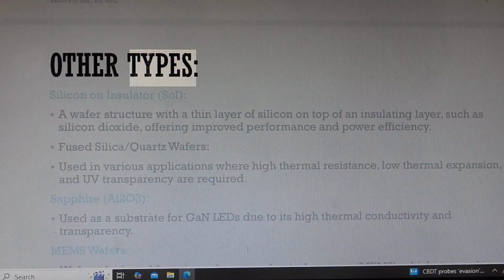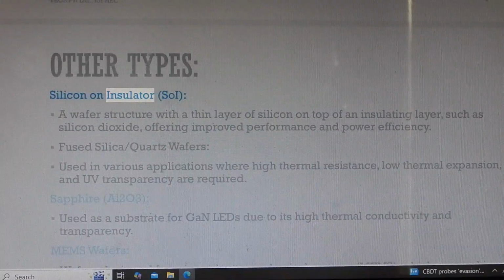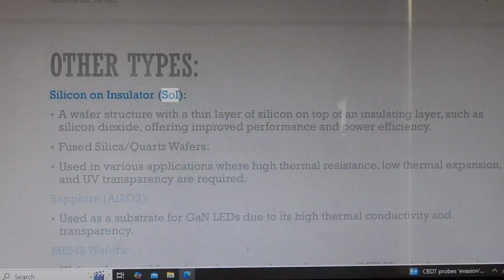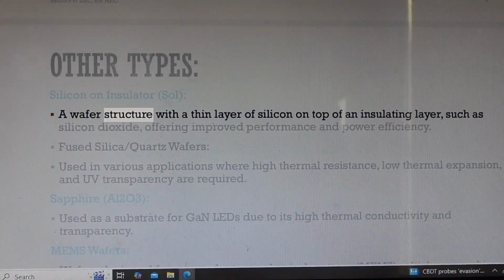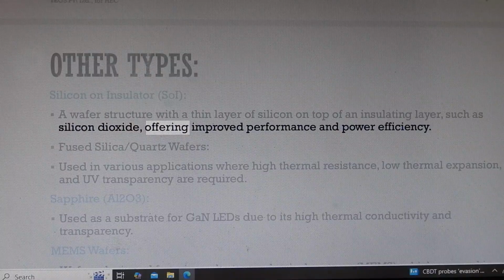Other types. Silicon on insulator, SOI: a wafer structure with a thin layer of silicon on top of an insulating layer, such as silicon dioxide, offering improved performance and power efficiency.